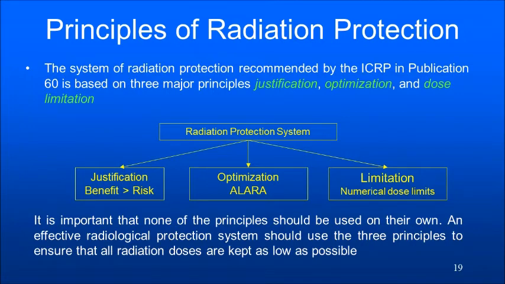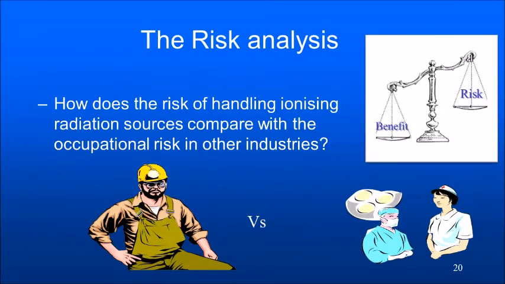It is important that none of the principles should be used on their own. An effective radiation protection system should use these three principles to ensure that all radiation doses are kept as low as possible. Let us do a risk analysis. We learned that radiation exposure could result in stochastic effects, which could be leukemia or some cancer, solid tumors. It could lead to mutations if gonads are exposed. It could lead to congenital effects if the fetus is exposed. So we will do a risk analysis. Is it safe? Is there benefit in working with radiation? As we said, the benefit should outweigh the risk. How does the risk of handling ionizing radiation sources compare with other risks in occupational areas like other industries? Is it as safe as other safe industries, is the question.